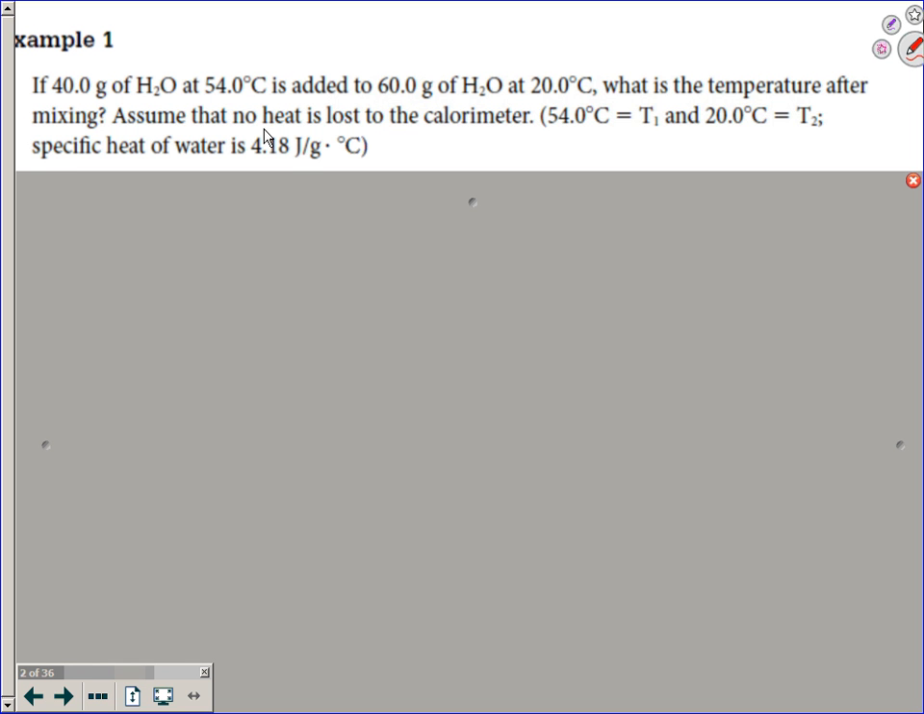If 40 grams of water at 54 degrees Celsius is added to 60 grams of water at 20 degrees Celsius, what is the temperature after mixing? Assuming no heat is lost, because it's a perfect world. Nothing is lost to the calorimeter. And it gives you some other variables. Don't work too hard.